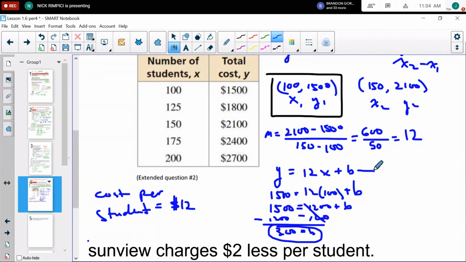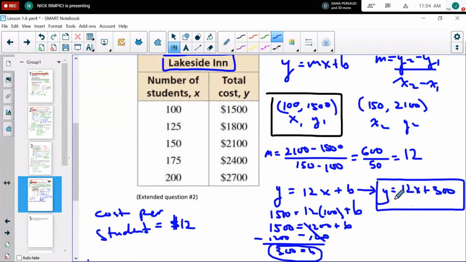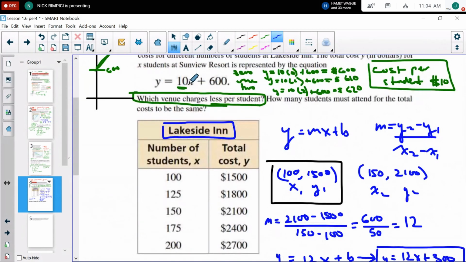So I'm just going to rewrite the equation, fixing B, putting 300 in its place. So I could say y equals 12x plus 300. Okay, y is 12x plus 300. There's the final equation. So just an observation: Lakeside charges more money per person, but they only charge a $300 rental fee, whereas Sunview charges $10 per person, less per person, but a $600 rental fee.